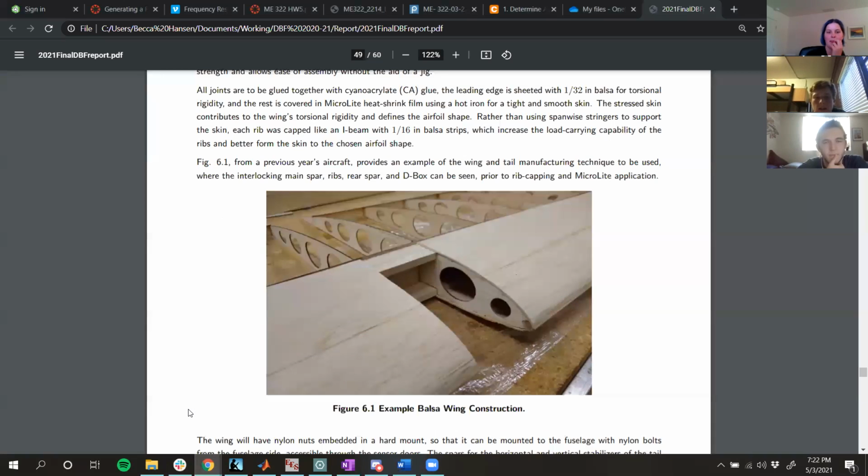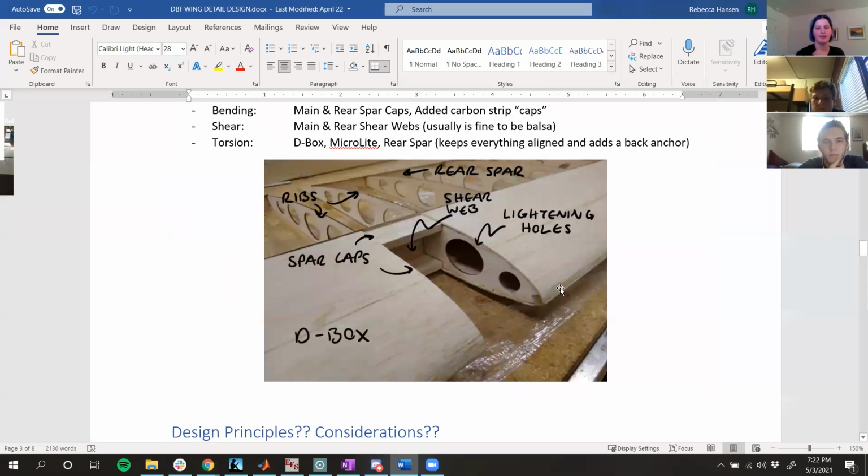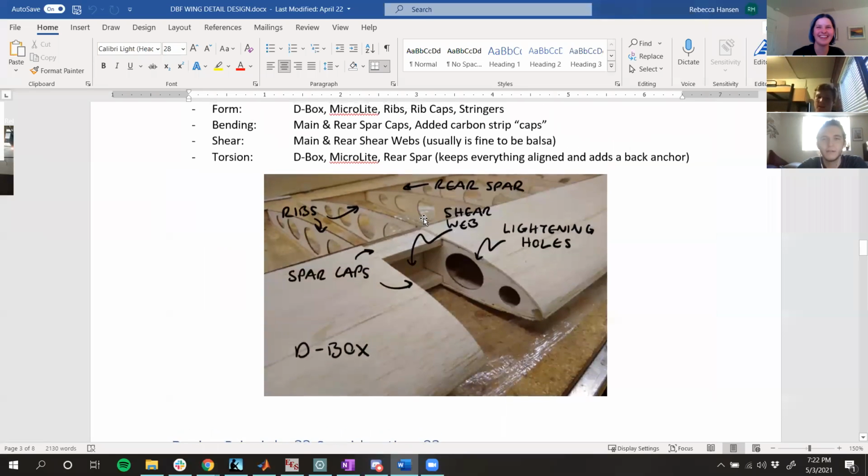What's the D box? Just quite curious. Yeah, it looks like a little D, if you have an imagination. Like the letter D? Yeah. Okay. I don't know what you were thinking about, but yeah, I want to make sure we're talking about the same thing.